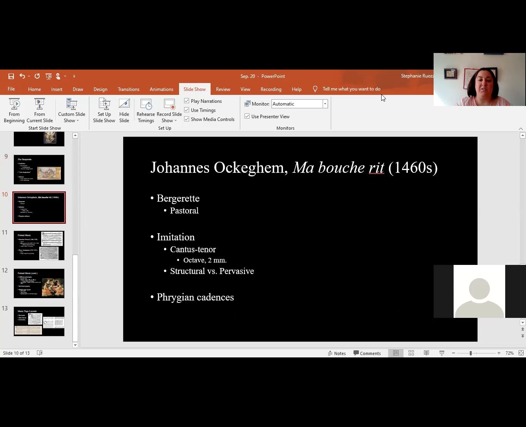So let's look at this particular Bergeret for today. Ma bouche rit, literally, my mouth laughs. So we can already tell it's a very lighthearted topic just from the title alone. In contrast to L'Homme Armé, we're not talking about might and power here. We're talking about a shepherd girl, oh, my mouth laughs, so pleasant, so happy. So this is a pastoral song.